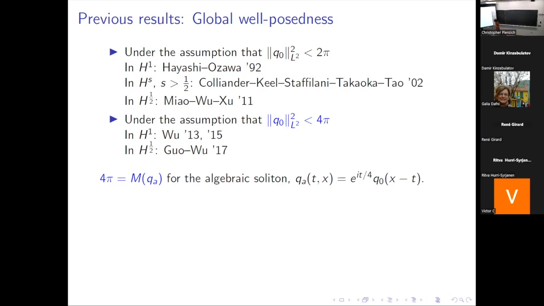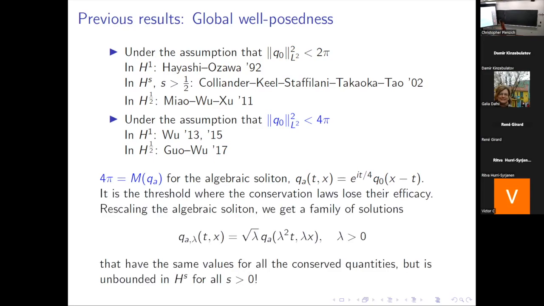But in fact, this 4 pi here has a significance. It is the mass of a special solution of the equation, which is called the algebraic soliton. It looks like this. So you have some profile that is traveling and is also oscillating. And it is really the threshold where the conservation laws are going to lose their efficacy. And I can show you exactly why this happens.